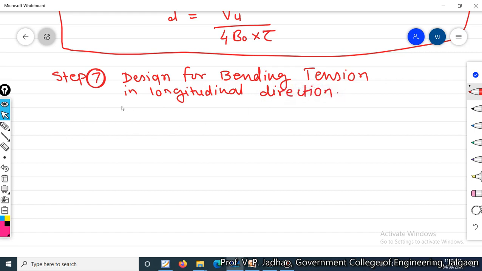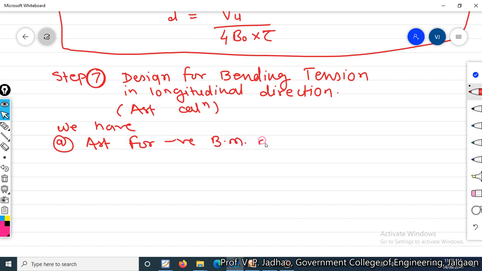Now that is AST calculation, that is AST or steel calculation. Now we have AST for negative bending moment or hogging moment.